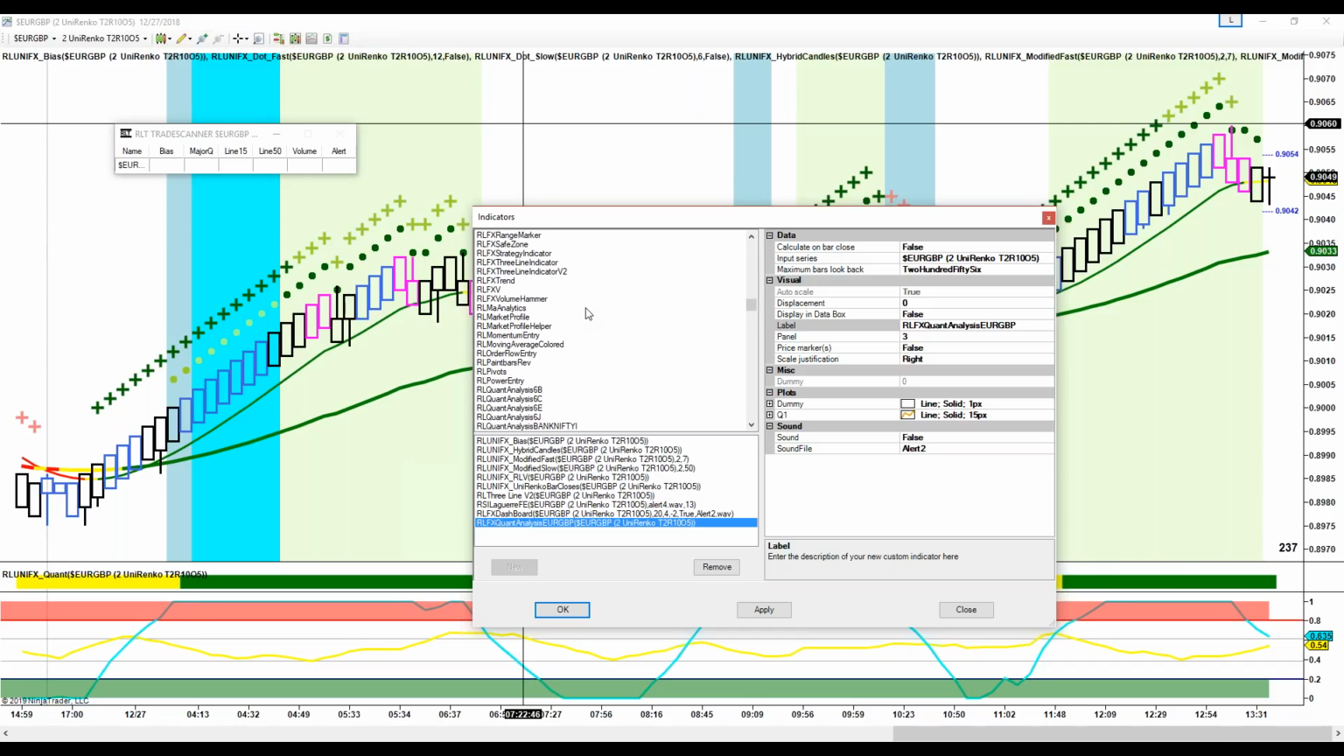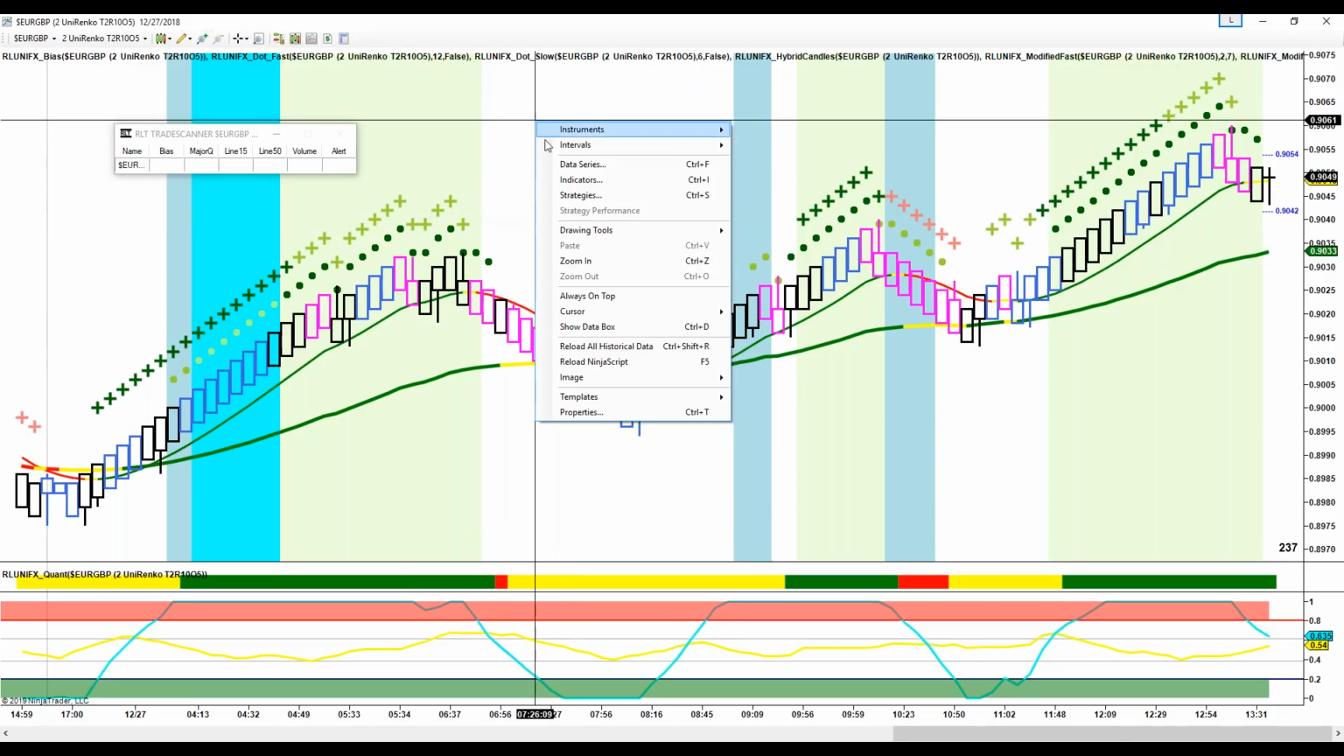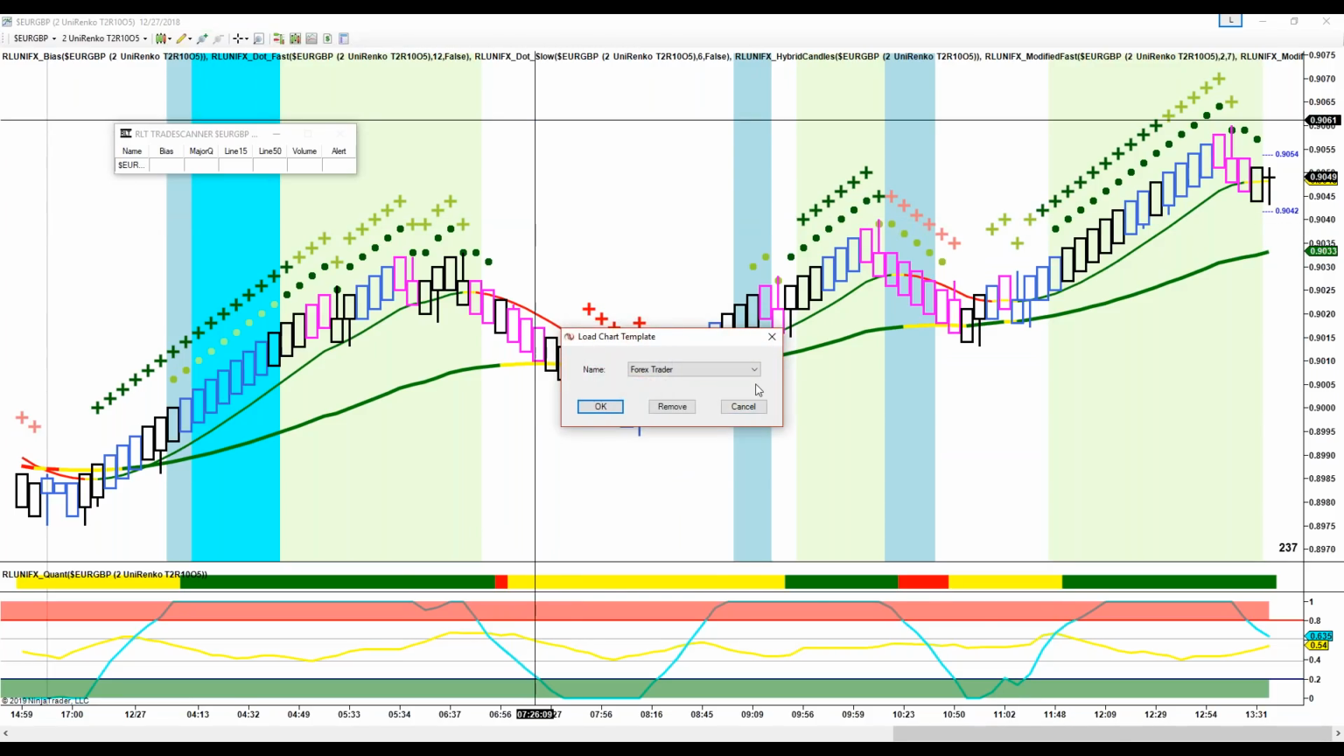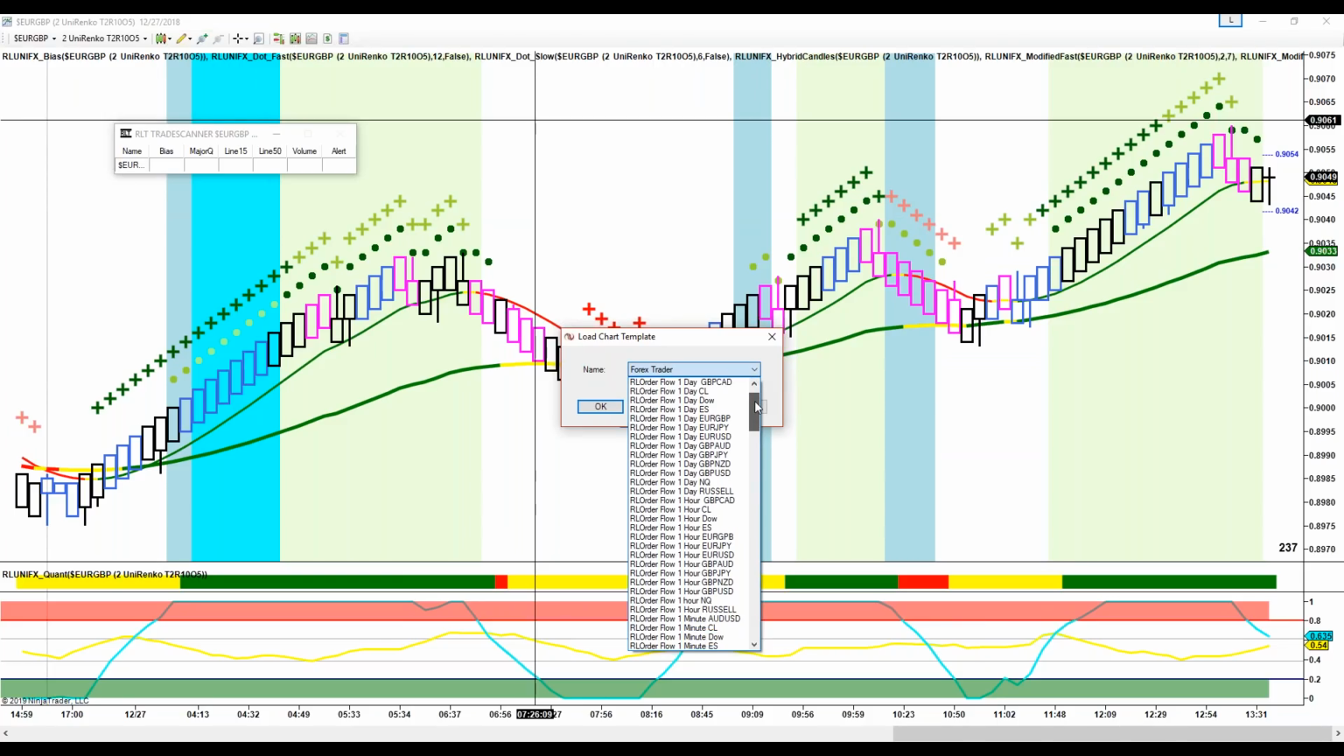Hang on 1 second here. Okay, Mark. It is the Renko FX template. Thank you, Rory. We do have that template set up. Hold on a minute. I'll have to find it. I can't find it. Hold on, excuse me.